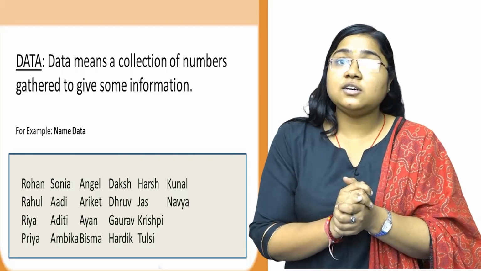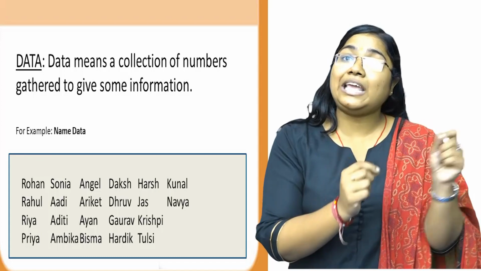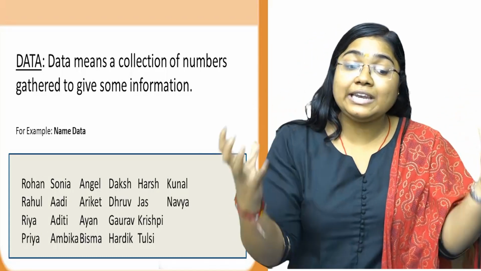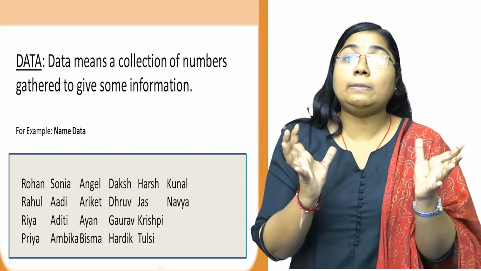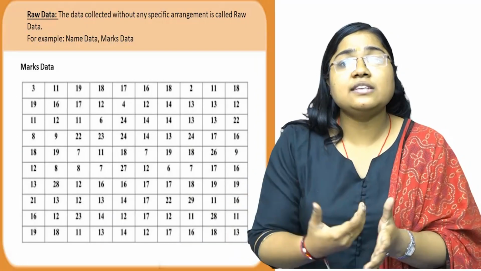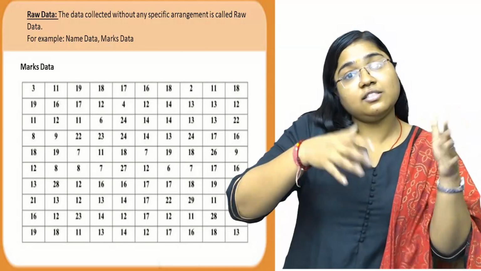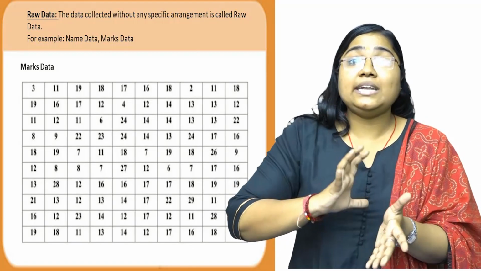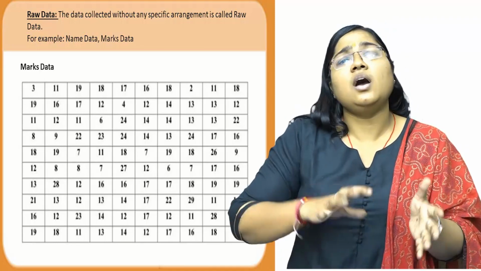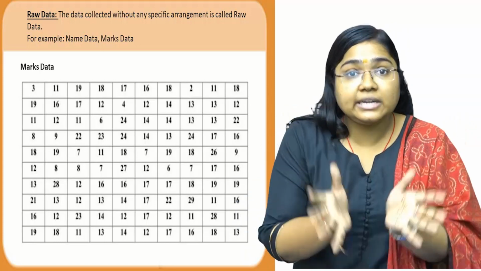Suppose I ask the students present here their names, and I start writing their names on the board, like you can see in the example. The collection of all the names of the students present here will be the data, the name data of this class. Another example I can take is the age of the students. This will be our age data. We can take one more example, like the marks they obtained in maths. This can be another data. So any kind of information we collect is your data.